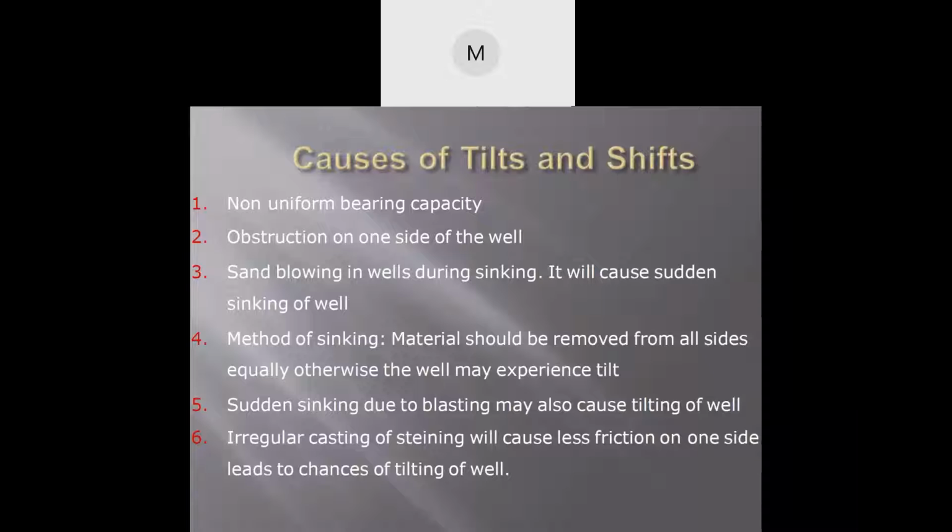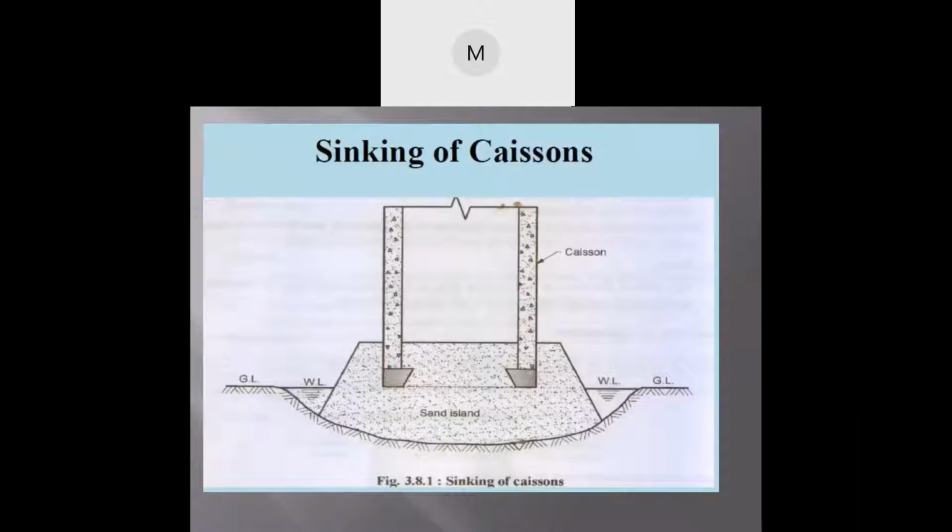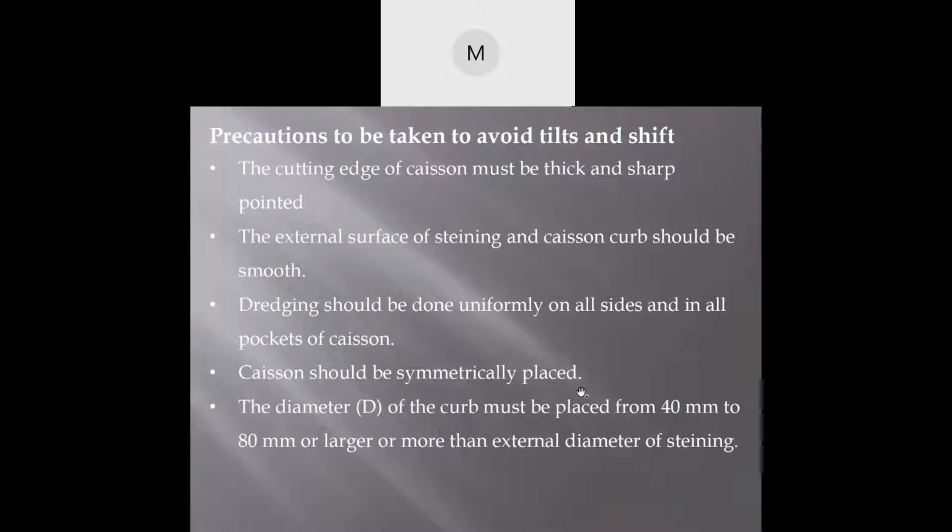Then irregular casting of steining will cause less friction on the side, which leads to chances of tilting of the well. Now, if the steining of the well is not cast in a regular manner, then this will cause less friction, which will eventually lead to the tilting of the well. Then sinking of caissons. Now, caisson means that outer casing of the well. There may be certain sinking of caissons also.